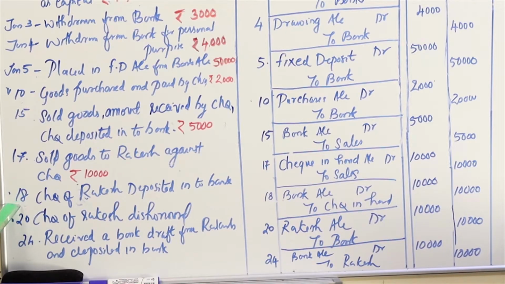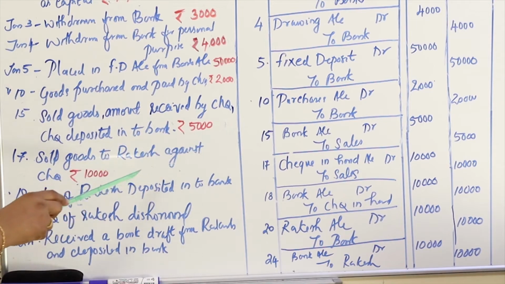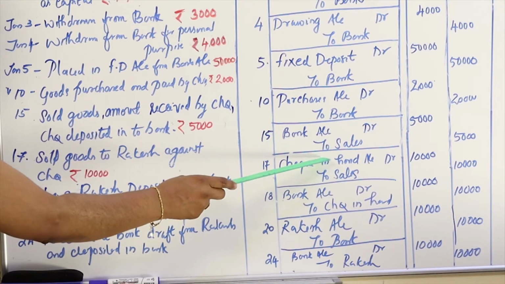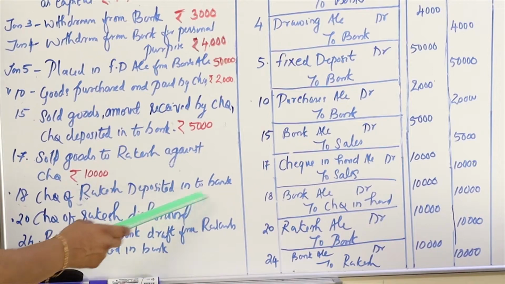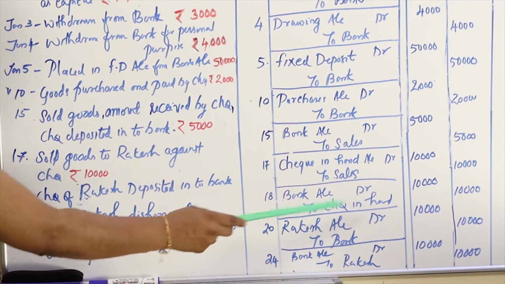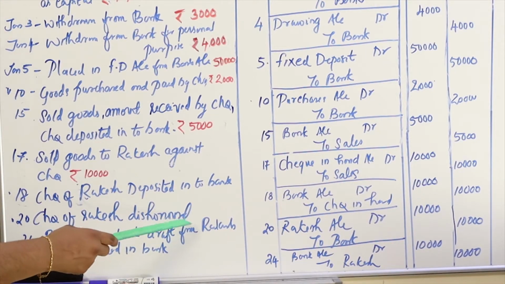Then 18th, Jan 18th, check of Rakesh deposited to bank. So it is in our check in hand, and that check we deposited into bank. So when check in hand came, we debited, and so here check in hand we are depositing into bank. So bank is increasing and check in hand is reducing, or you debited already, so you have to credit it. So when you are depositing Rakesh check, bank is increasing, so bank account debit to check in hand.